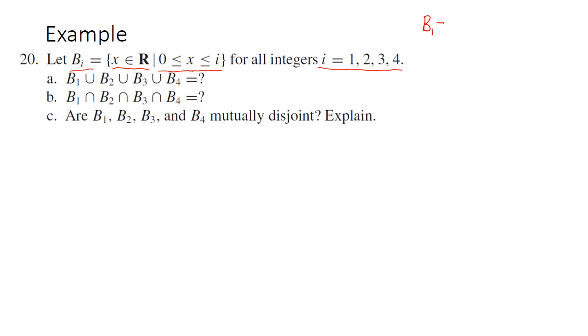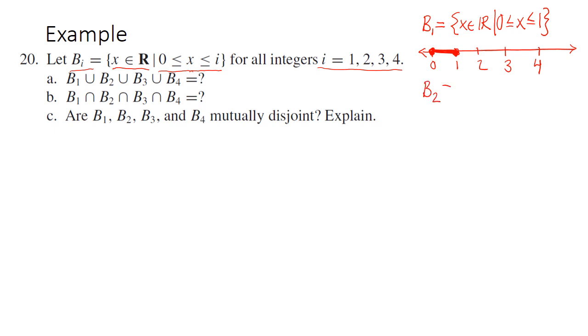So for B1, we're just plugging in 1 for i. So I'm going to get x in the real numbers such that 0 is less than or equal to x, which is less than or equal to 1. And then I'm going to do a little illustration of it here on the real number line to help you visualize it. So here's 0, 1, 2, 3, 4. And this is going to be all the numbers from 0 up through 1. And I'm doing those solid dots there on 0 and 1 to include those numbers. If I was to use open dots, then it would not be including 0 or 1.